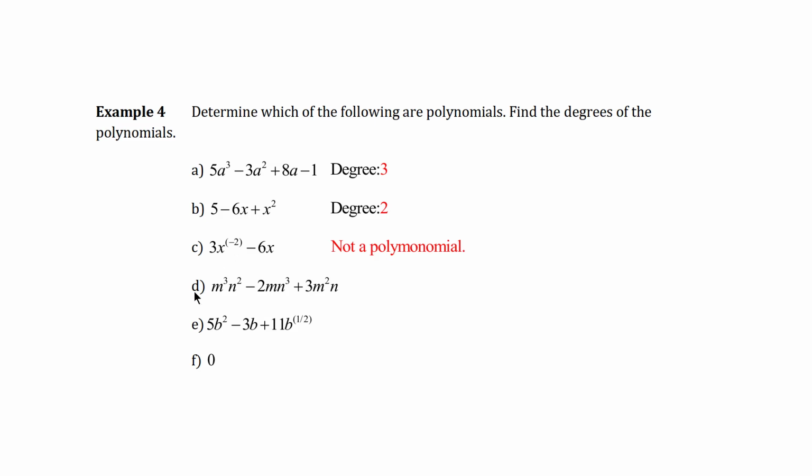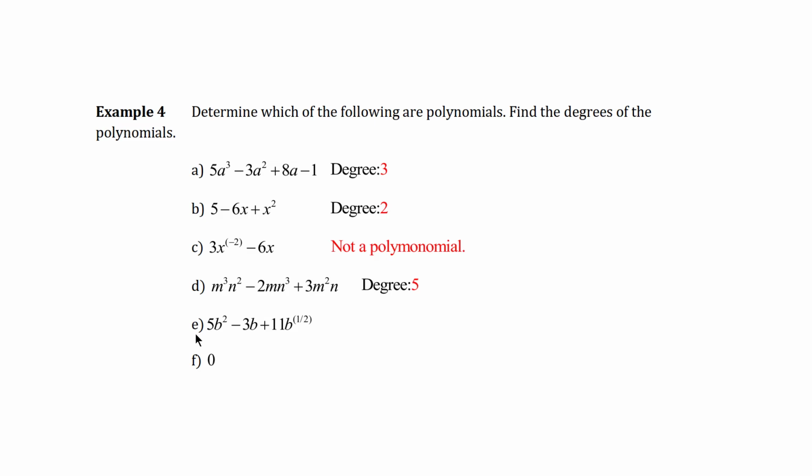For part D, we have m cubed n squared minus 2mn cubed plus 3m squared n. The term with the largest exponent would be the m cubed n squared. To find the degree, we just add together the exponents on the m and the n, which is 3 and 2, so 3 plus 2 is 5. The degree would be 5.